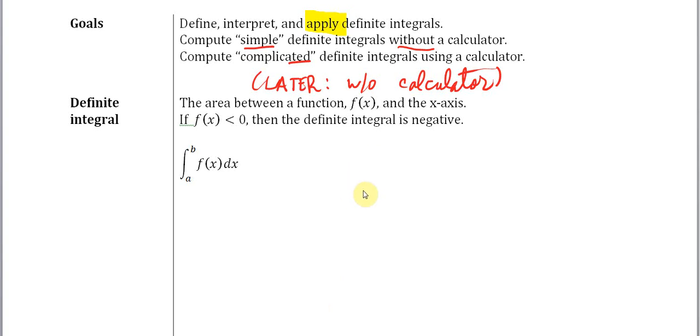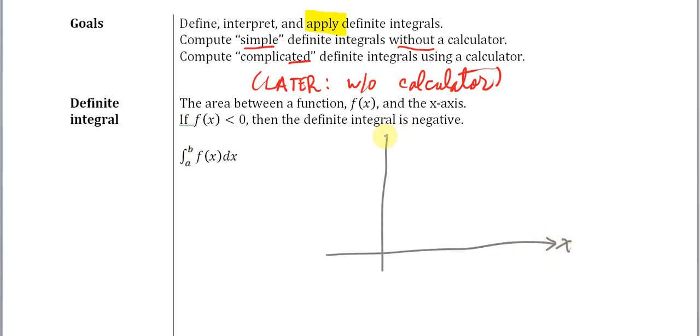Alright, so let us talk about the definition of the definite integral. It is the area between a function f of x and the x-axis. So let's say that I have a graph of a function f of x that looks something like this. So here is the xy plane. And then I graph f of x, and let's say, just for the sake of argument, that f of x looks something like the following. So let's say it goes up and down and up like this, a little sinusoidal in nature.